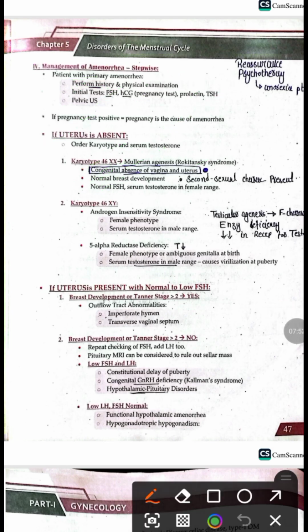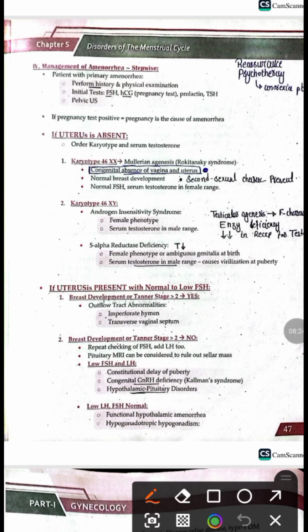But if the karyotype is 46 XY, there may be either androgen insensitivity syndrome or 5 alpha reductase deficiency. In androgen insensitivity syndrome, we have a female phenotype, and the serum testosterone is in the male range. In 5 alpha reductase deficiency, we have either a female phenotype or ambiguous genitalia at birth, and the serum testosterone is in the male range, which causes virilization at puberty.